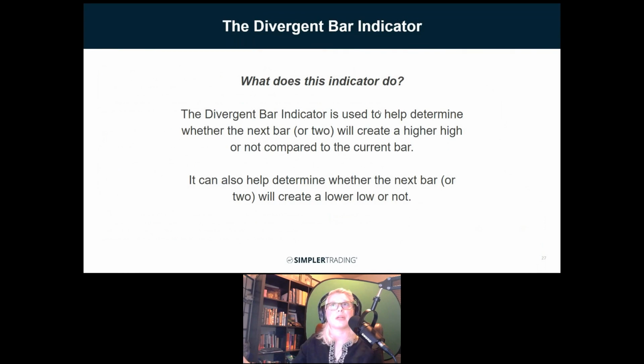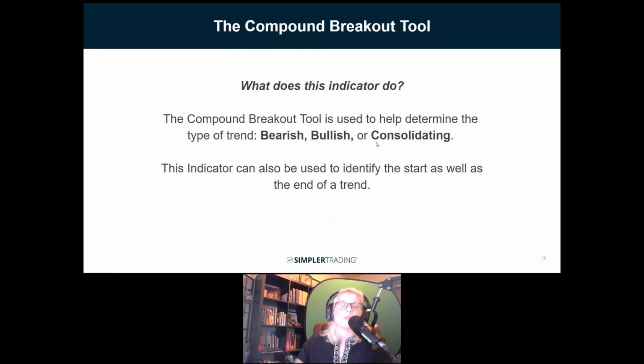So, the divergent bar indicator, what does this one do? For those of you who are not familiar with this indicator, it is used to help determine whether or not the next bar or two will create a higher high compared to the current bar that prints. So, for example, if the high of the bar that prints the divergent bar was 249, then within the next three bars, I'm looking to see if we can follow through with a high back above 249. It can also help determine whether or not the next bar will create a lower low within the next three bars.